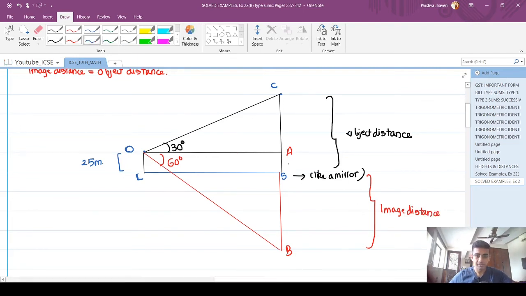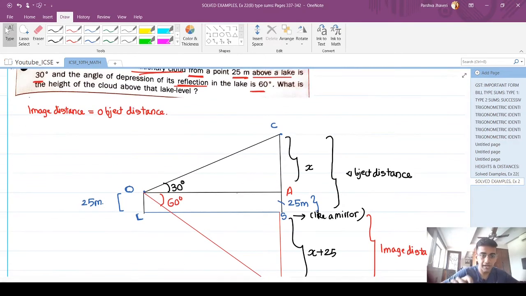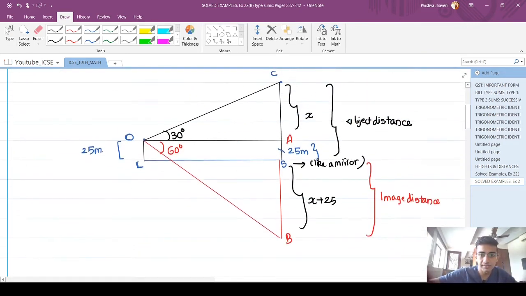Now because this is 25, even this part will be 25. Let's call this remaining part x. So then this whole part, the image distance, will be x plus 25. Why? Because at the start I've told you, object distance is equal to image distance. Very important point over here. Now your diagram is ready. Now all we have to do is apply some simple trigonometry and we'll get our answer.